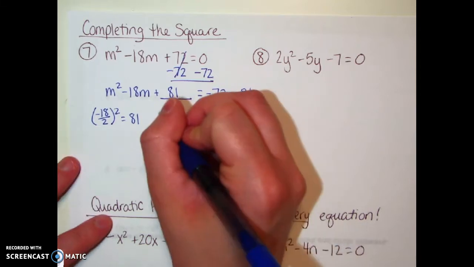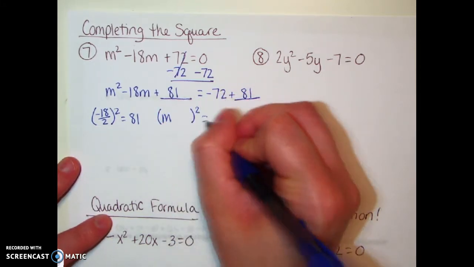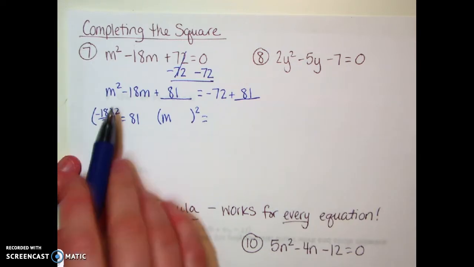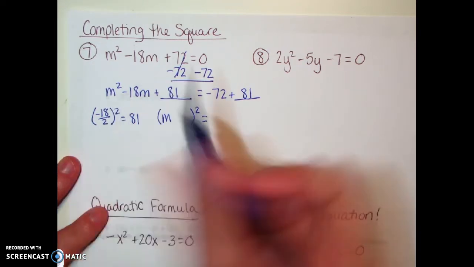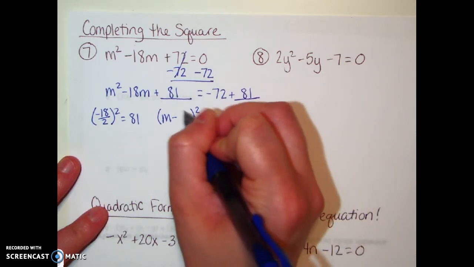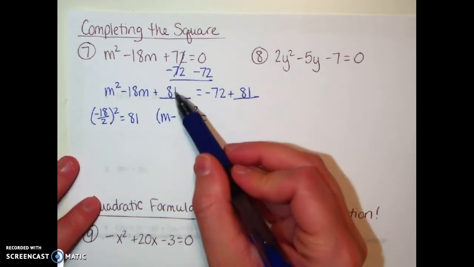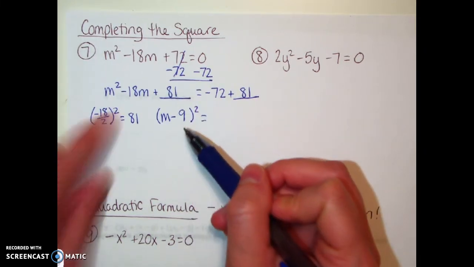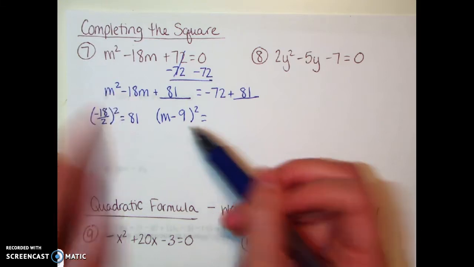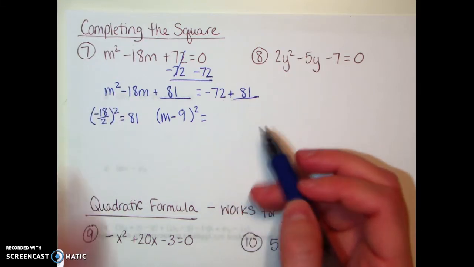Okay, now down here, let's see, this is a minus sign, so I need to bring that down, minus, and the square root of 81 is 9. Okay, so that's where I get that. Square root this number, that number goes there, bring this sign down. And negative 72 plus 81 is 9.